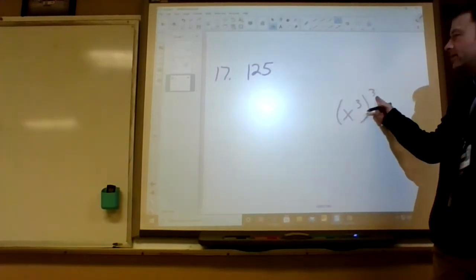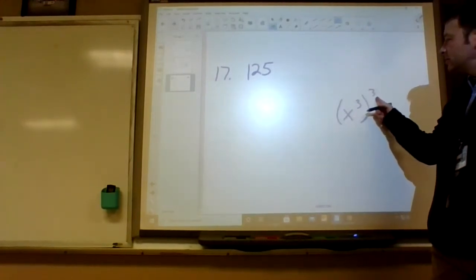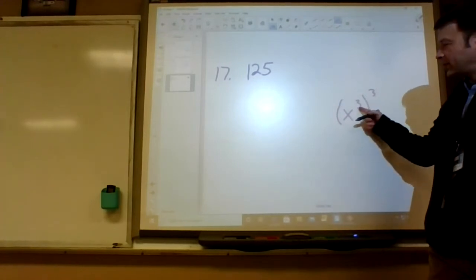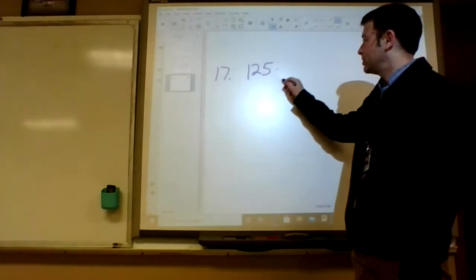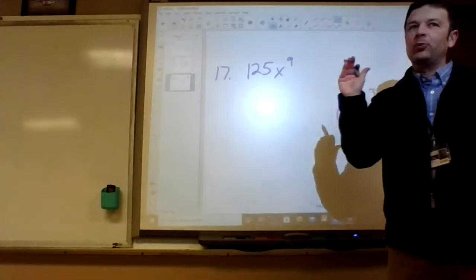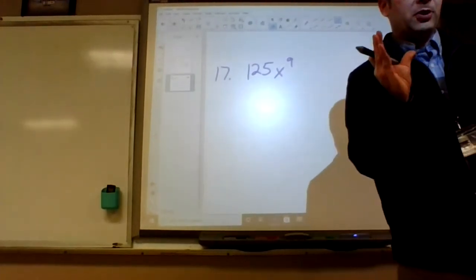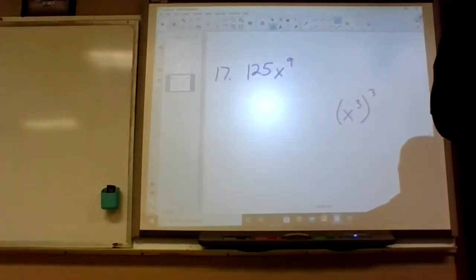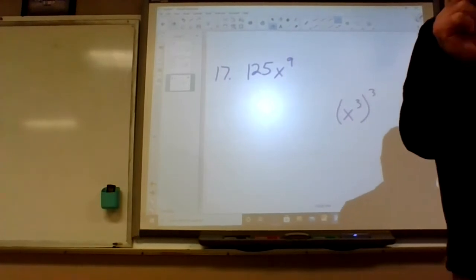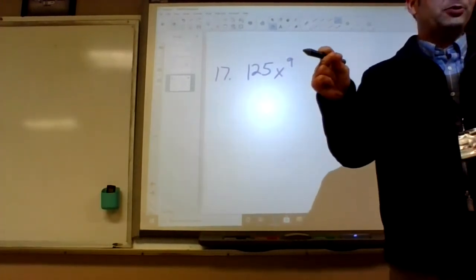What do we do when we have that? It's multiply, right? Power to a power. So that's x to the 9. You guys see the difference? Problems like number 1, when we're multiplying x times x, it's addition. Problems like 7, when we have a power to a power, it's multiply.